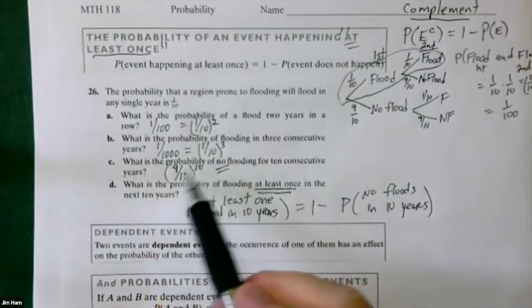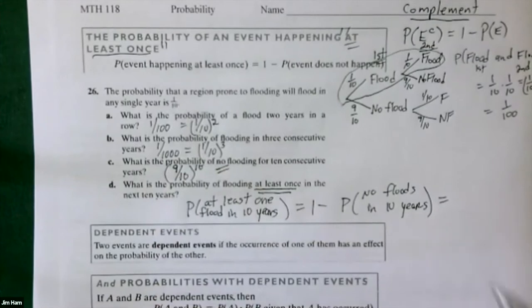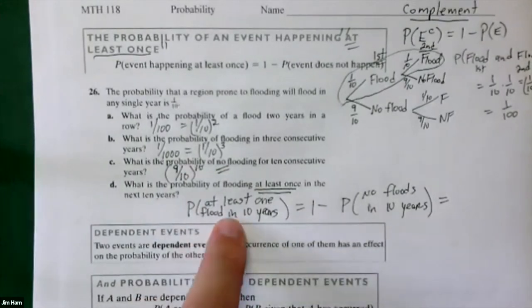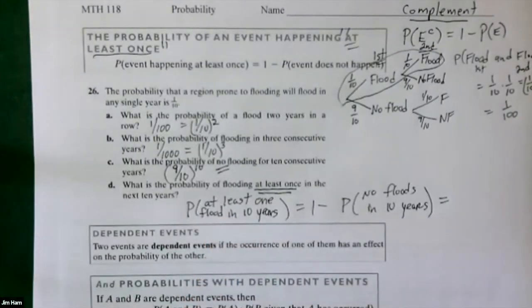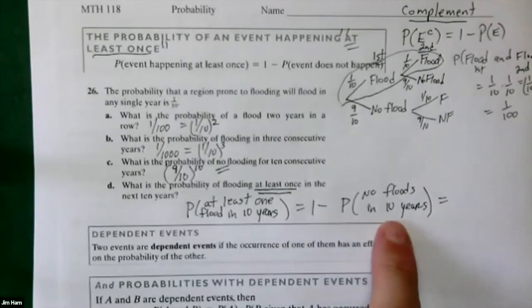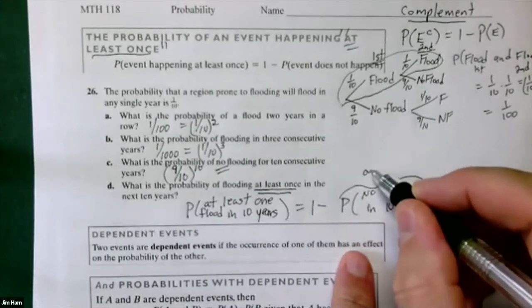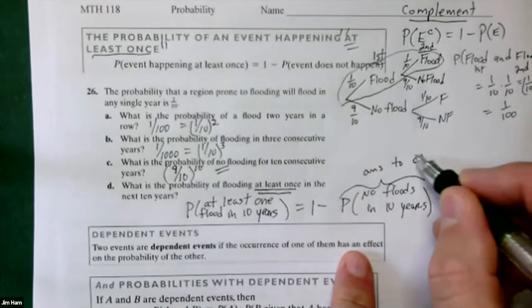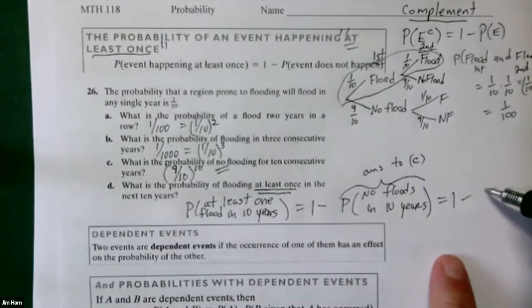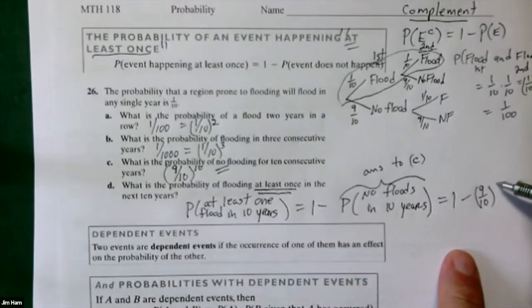So we can calculate this one not so bad, but if you wanted to calculate it some other way, at least one flood means there was one flood in 10 years, or two floods, or three floods, and you'd have to calculate a different probability for each one of those. It's much more difficult than doing it the way we're going to do it here, because this one right here is the answer to 2C. And so we take 1 minus the 9 tenths to the 10th power.